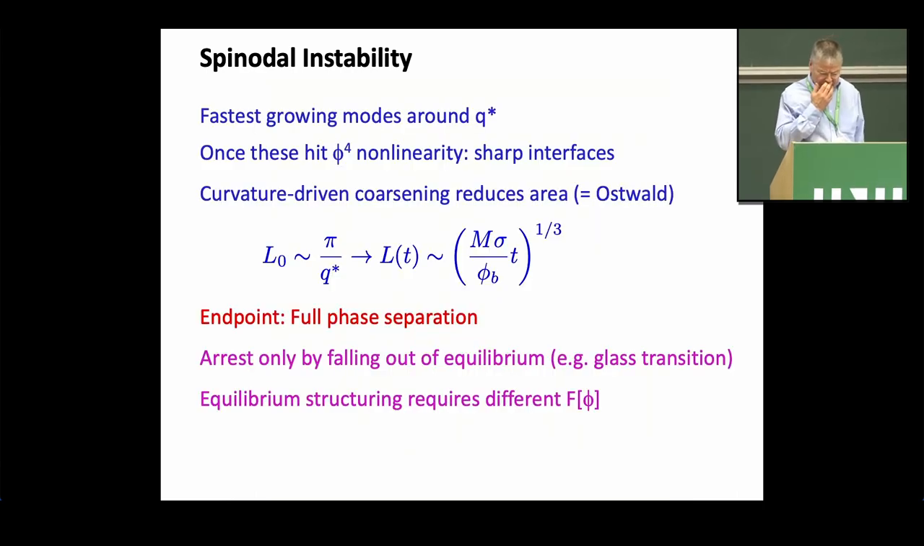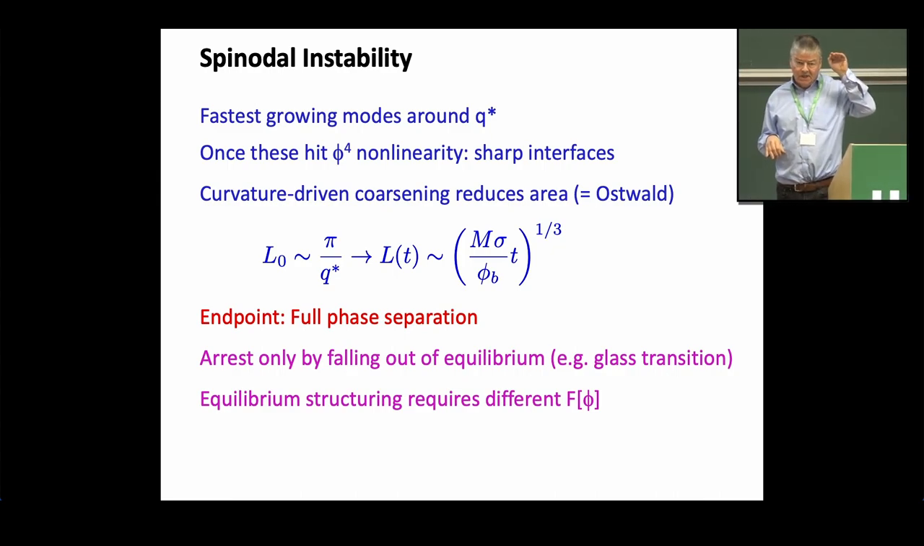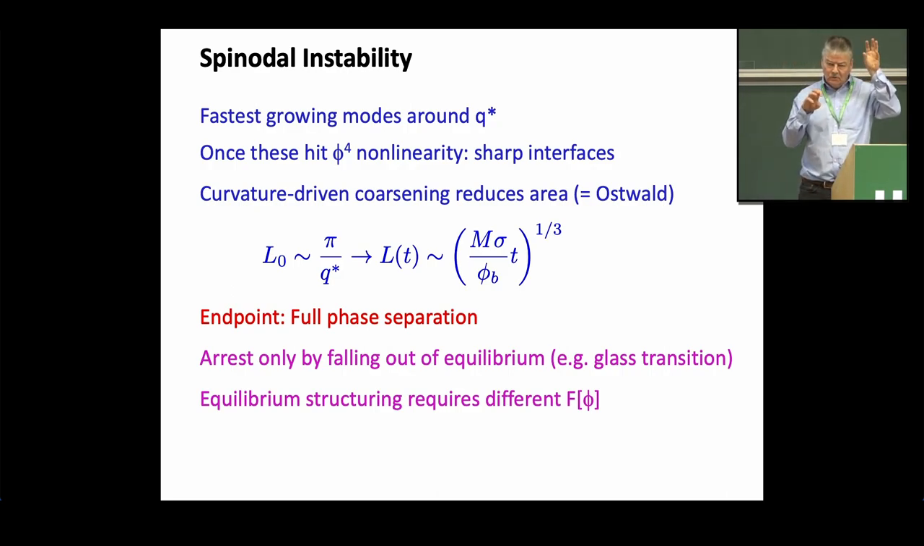So I've said much of this already. Fastest growing modes are at some well-defined wavelength. Once they hit the nonlinearity, I then start to get sharp interfaces. That late stage is actually, at that point, I've got coexistence almost everywhere. The system is either at plus phi b or minus phi b, the exception being the interfaces between those two regions. So I'm close to local minimization. So what that means is that the free energy, what's left now, is the interfacial tension.